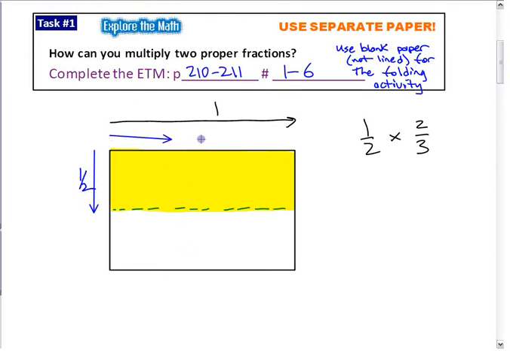If I take my arrow the other way, which is 1, and if I shrink it down, what do I have? Well, the other direction I want to do 2/3, right? The other direction I want to do 2/3.